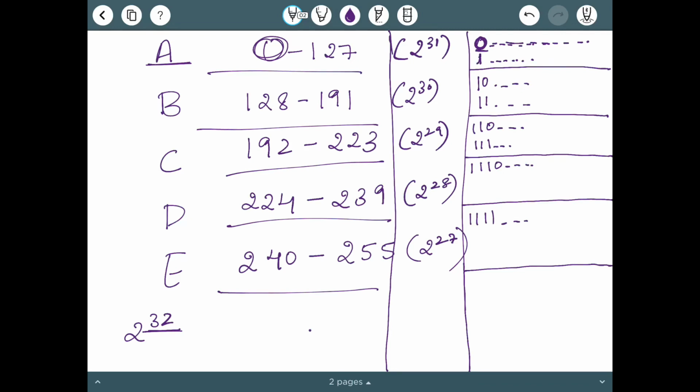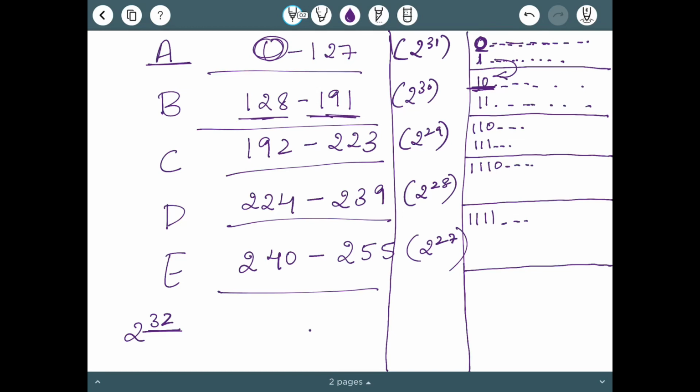Then I extend it to 1 next. So it continues to class B. As you can see, the range from 128 to 191 belongs to class B. Therefore 0 and 1 are taken. Other bits can be any value, either 0 or 1, but when the first two bits are 1 and 0, then it is said to be class B addressing.